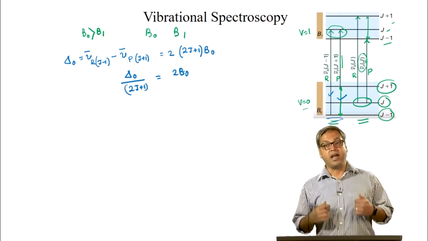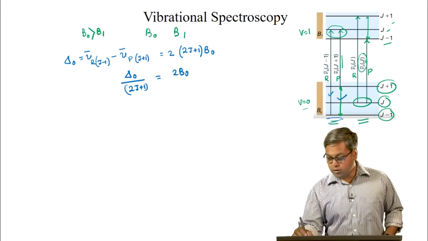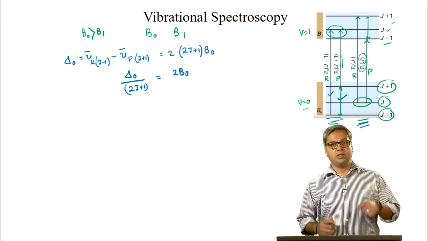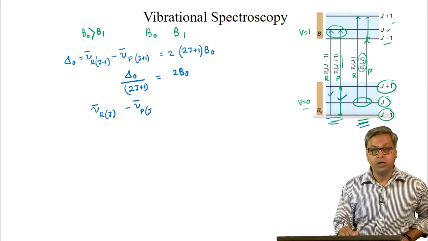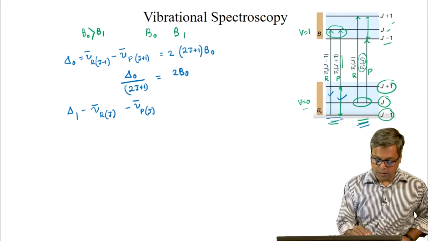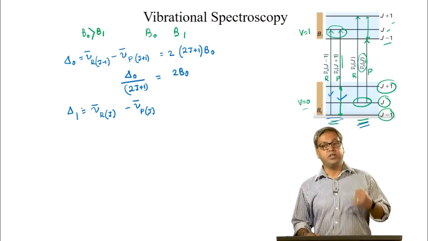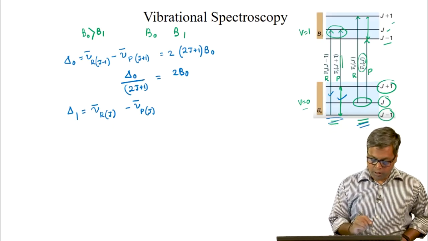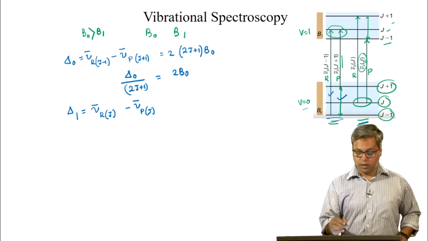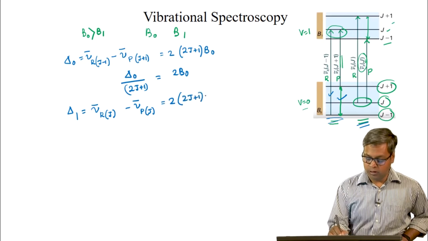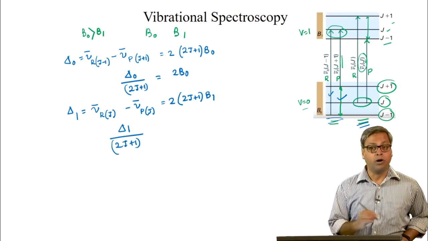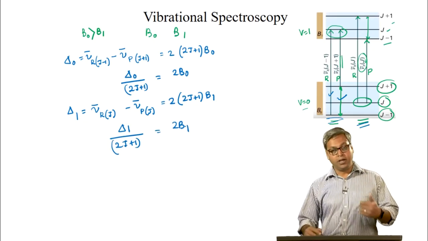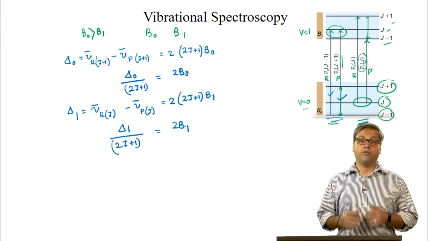A similar analysis can be done for the transitions shown on the right side. So, let us denote the difference between these two transitions, that is nu bar R J minus nu bar P J, as delta 1. This will give us information about B 1. So, nu bar R J minus nu bar P J gives 2 times 2 J plus 1 times B 1, or we can write delta 1 divided by 2 J plus 1 equals 2 B 1. Again, the expression will have the same value for all values of J.